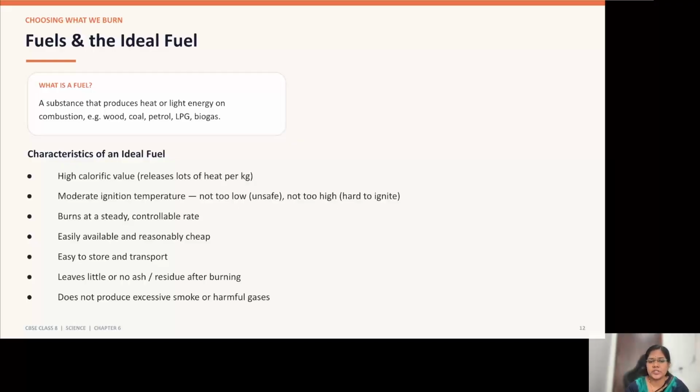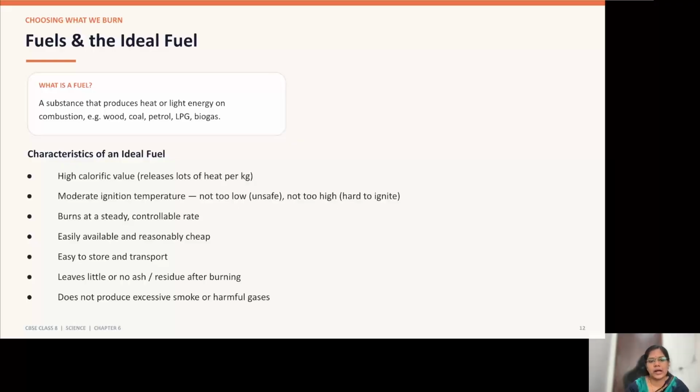This is why LPG cylinders use a regulator or valve. It's not just about having fuel, but about controlling how fast it burns. And it should also have little or no ash. Wood or coal leave significant ash residue that must be cleared. But LPG and CNG leave essentially none, which is one reason they are preferred for modern cooking and vehicles. Few harmful gases.